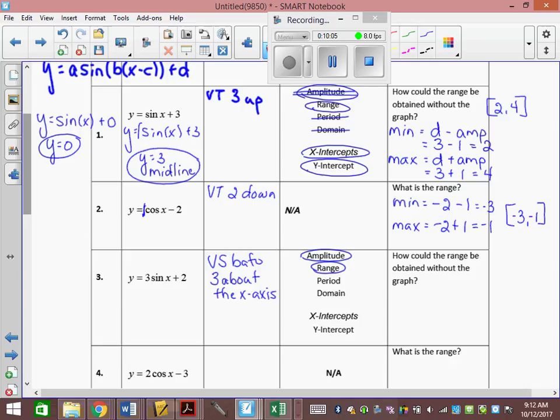It could. It didn't yesterday because we always had a midline at 0, correct? But if our midline is up and I stretch it, well, can I pull it away from the x-intercept that it was normally at? Yeah. So if I actually have a midline that's not 0, it will affect my x-intercepts and my y-intercepts. Okay?